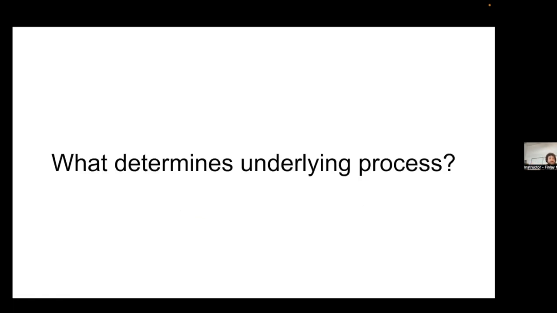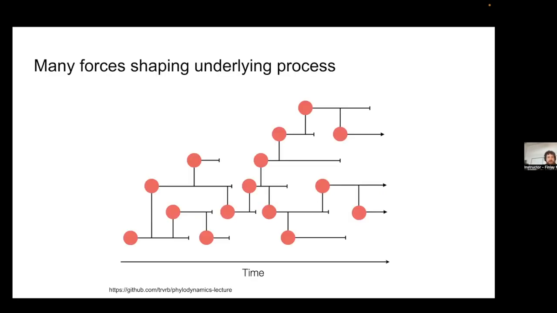So the next question is, what determines the shape of this underlying process? What determines that transmission network? The answer is there are many different forces that determine the shape of that underlying transmission network that we're then getting a blurry view of with our phylogeny. So this is the shortest interactive component: if anyone wants to turn on their microphone and just shout out some examples of things that might determine the shape of an underlying transmission network.